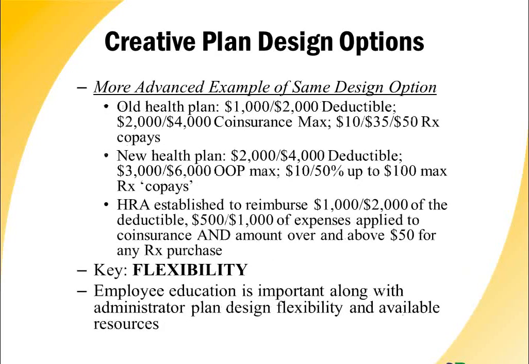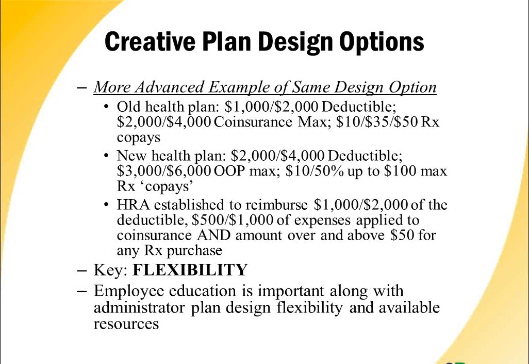Now, a more advanced example of that same design option is, let's say that the old group health plan was $1,000, $2,000 deductible, and then we had a $2,000, $4,000 coinsurance max, and then we had a prescription drug card of $10, $35, $50. Again, get hit with a substantial renewal, as a lot of employers are right now, and so we decided to bump that deductible up to $2,000, $4,000. Now we've got a $3,000, $6,000 out-of-pocket max. And then on the prescription end, we have a $10 generic copay, but then the employee has to pay 50% of the cost of all other drugs, all brand name drugs, up to a $100 max.